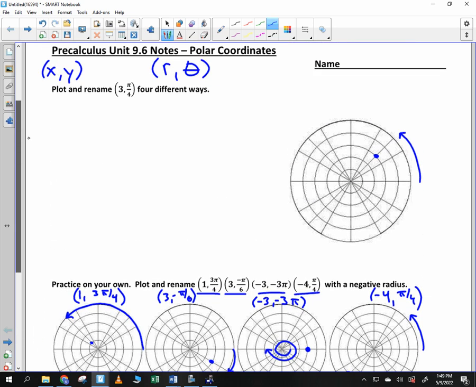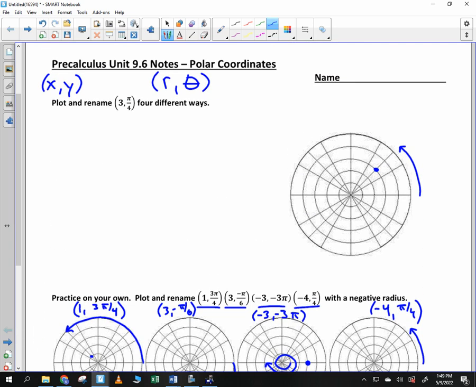There's other ways of describing these points. As you notice, 3 pi over 4, that's one way to describe it. I'm going to describe it another way. So I have 3 pi over 4, and I'm going to get to that same location, but I'm not going to travel pi over 4 units. Instead, I'm going to travel this direction.